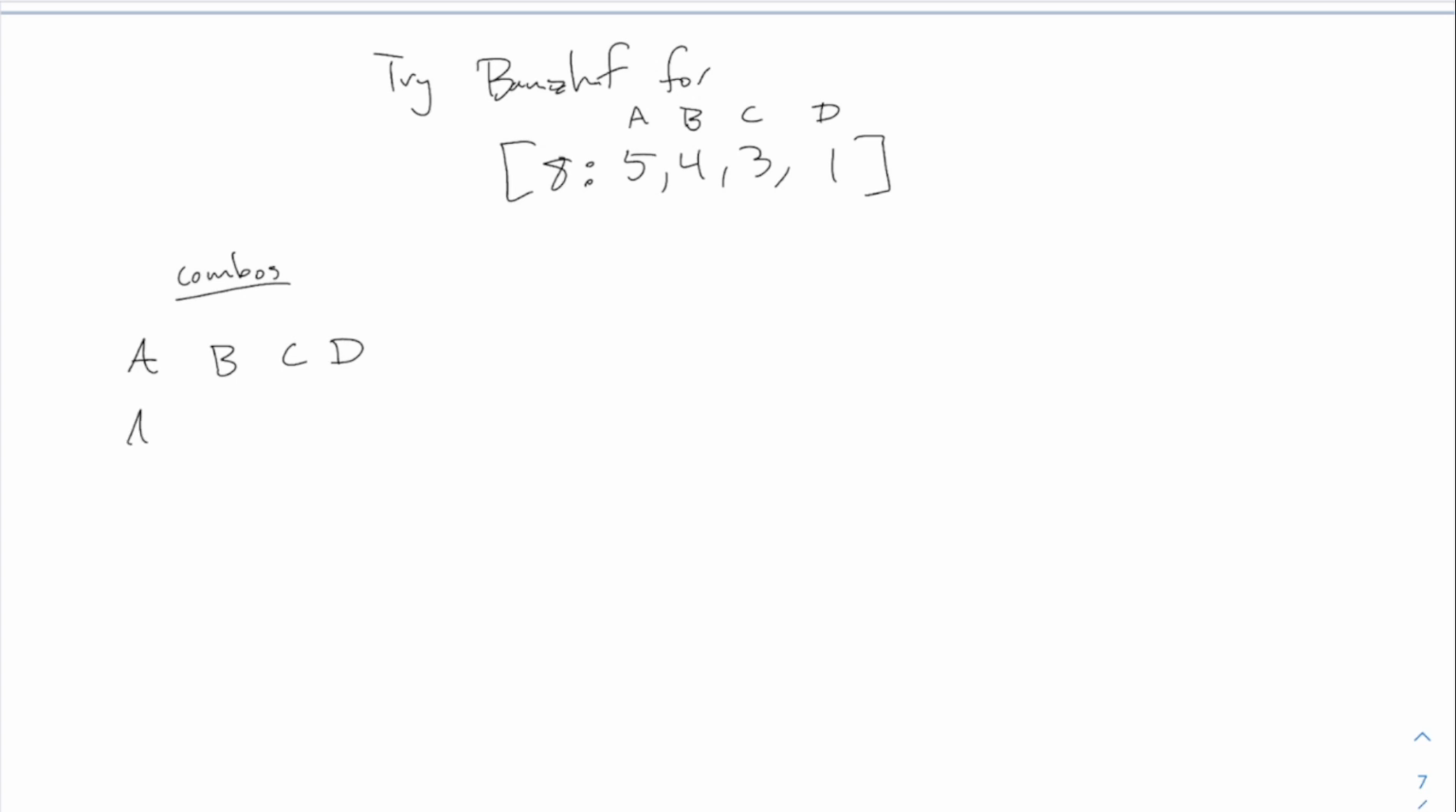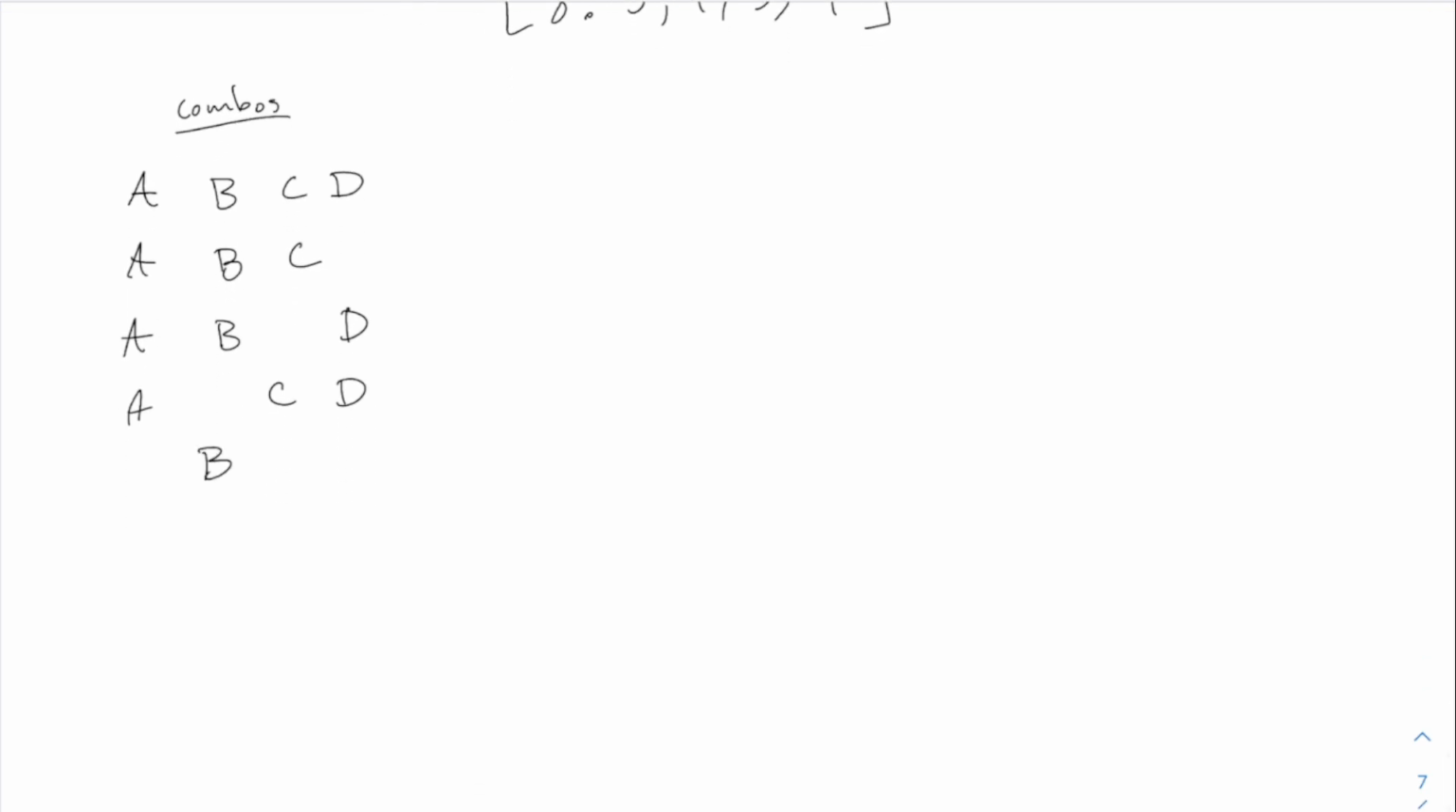It would be A, B, C without the D. Or I could go A, B, D without the C. Or I could go A, C, D, that's without the B. Or I could go B, C, D without the A.